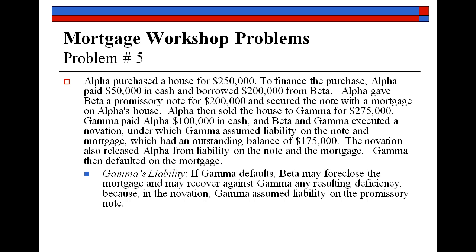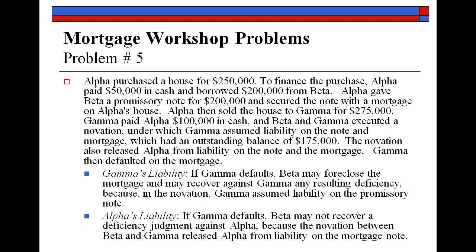What about Alpha's liability in this question? If Gamma defaults, Beta may not recover a deficiency judgment against Alpha. Remember, Beta and Gamma made a novation, and in this novation, in addition to Gamma's assumption of liability on the mortgage note, Beta and Gamma agreed to release Alpha from liability on the mortgage note. And because Alpha has been released from liability through the novation, Alpha no longer is liable for a deficiency judgment.